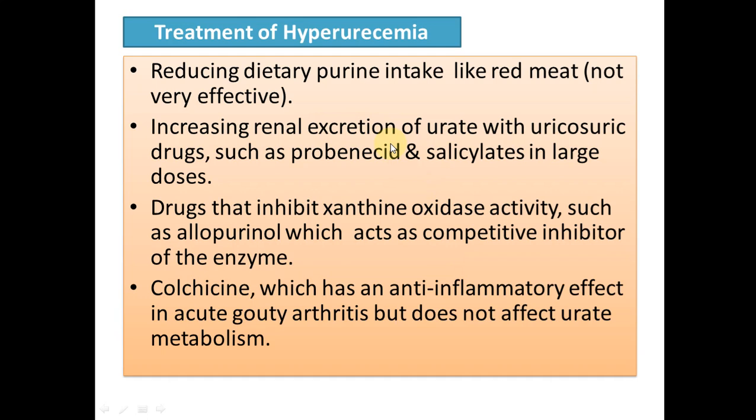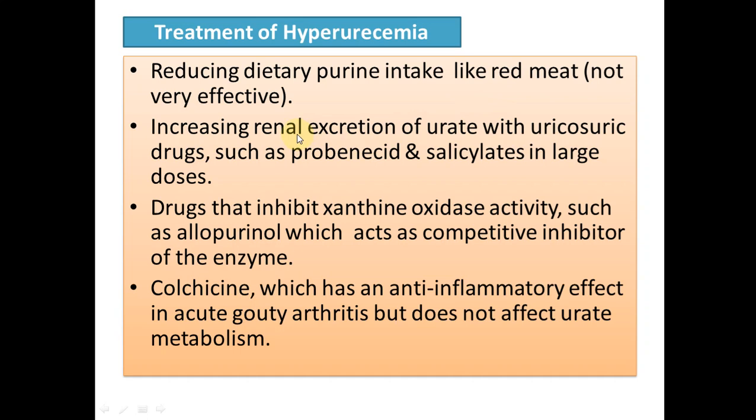Now, the treatment of gout initially in the beginning of the disease is to treat hyperuricemia. So, what we can do is that we may reduce the dietary protein intake. For example, we may avoid red meat intake which contains a lot of purines.